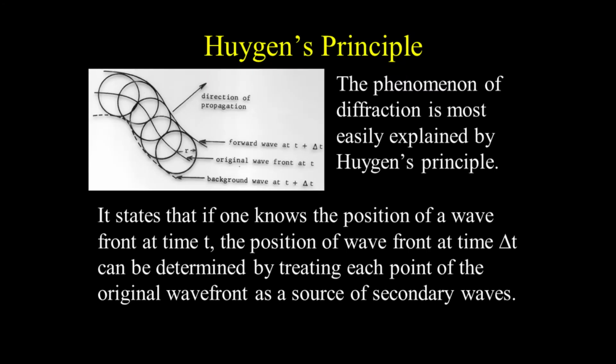The phenomenon of diffraction is most easily explained by Huygens' Principle. It states that if one knows the position of a wavefront at time t, the position of the wavefront at time t plus delta t can be determined by treating each point of the original wavefront as a source of secondary waves.